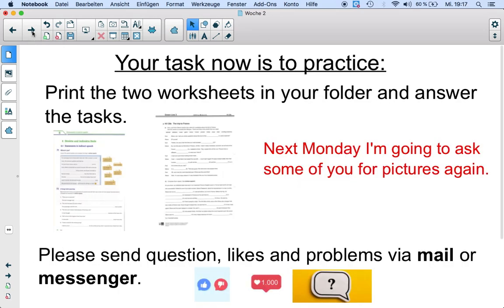Your last task for today, for this English lesson, is now to print the 2 worksheets in your folder. These are the 2 worksheets. I want you to print them and to answer these worksheets. And this is your practice. You have to practice direct and indirect speech now. And the same procedure as last week.